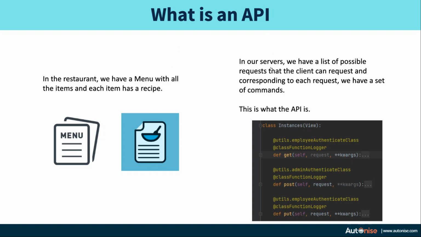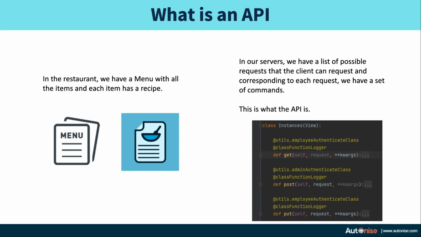Okay. So now in our servers, we have a list of possible requests that the client can request. So we have a list that, okay, if you want to fetch the website, you have to create a specific request. If you want to fetch the data of a user, you have to create a specific request. And for each request on our server, we have a set of commands which the server executes. So if the person says to update the password of a user, then the server will take the password, update it, and it will execute a certain set of commands. All of this put together is called the API.